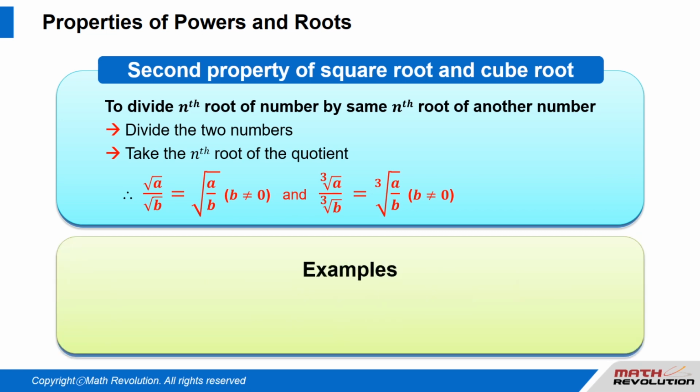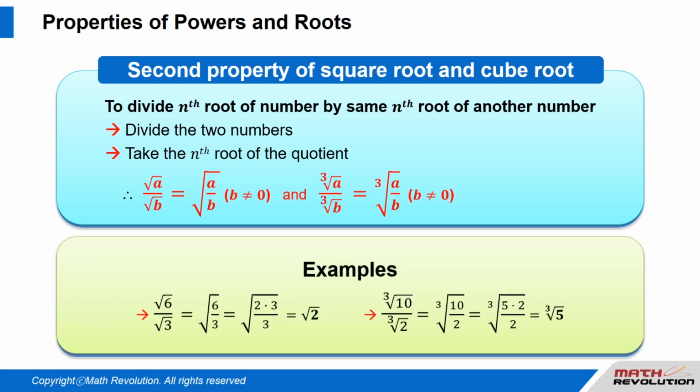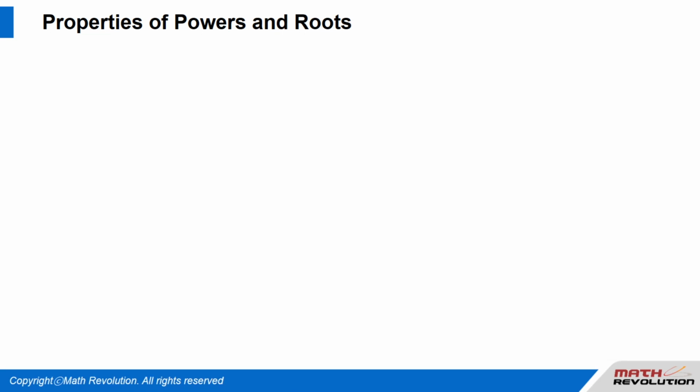For example, square root of 6 over square root of 3 equals square root of whole 6 over 3 equals square root of whole 2 times 3 whole over 3 equals square root of 2. Cube root of 10 over cube root of 2 equals cube root of whole 10 over 2 equals cube root of whole 5 times 2 whole over 2 equals cube root of 5.